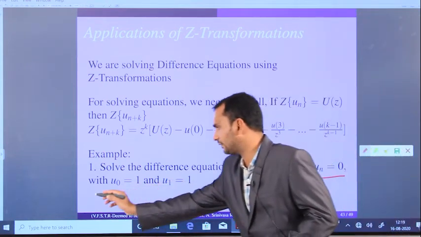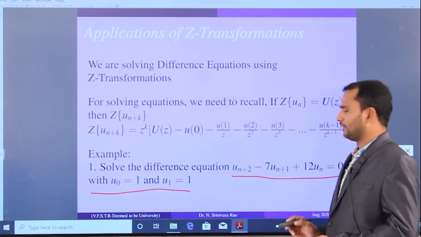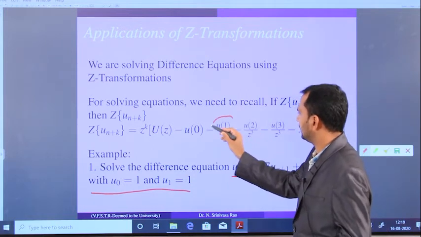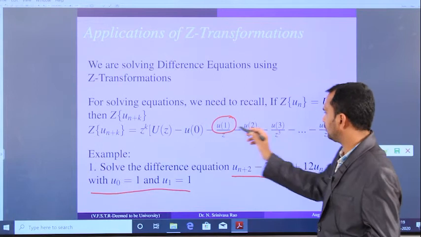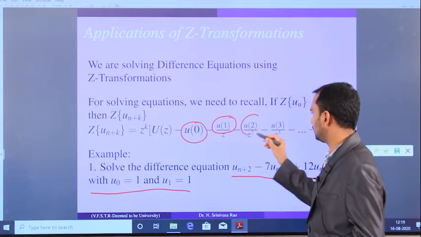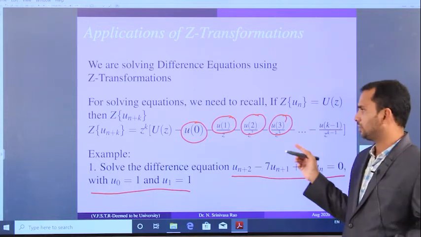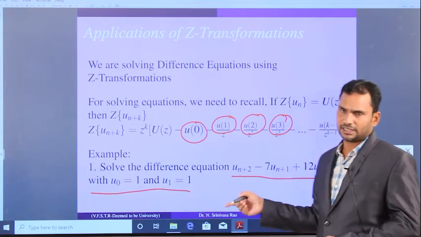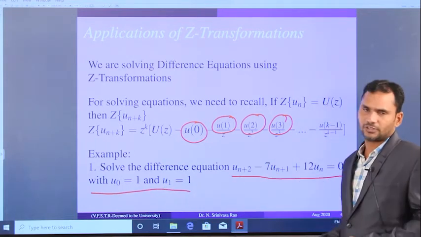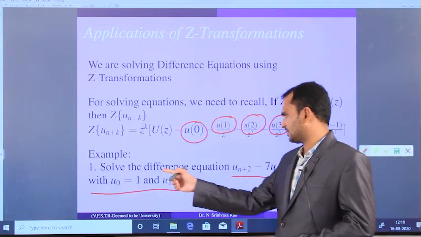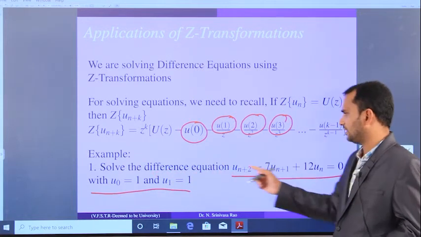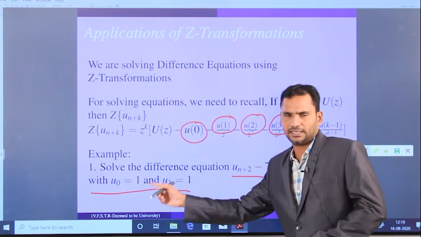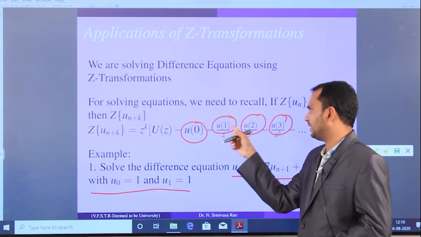Moreover, they will give you what u0 is and what u1 is. Why have they given these? If you observe the shifting property, we have u0, u1, u2, u3 and so on. For substituting, they should give these values also. Without these values we cannot solve difference equations. So the question is: solve the difference equation with u0 = 1, u1 = 1. That is where you have to substitute them.